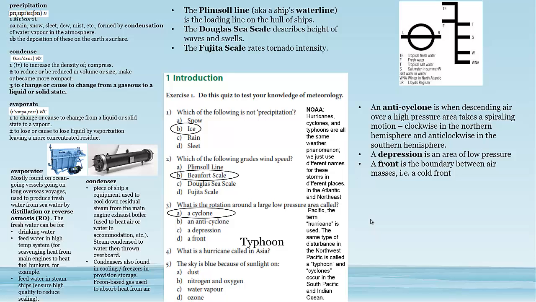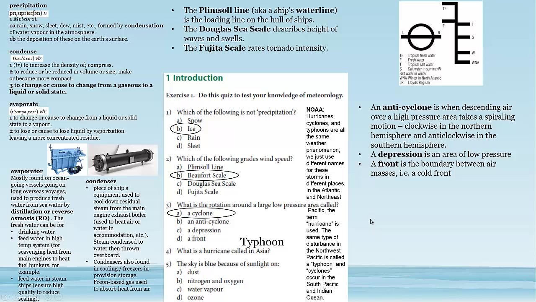So they're saying in the Atlantic and Northeast Pacific, it's called a hurricane. And the same type of disturbance in the Northwest Pacific is called a typhoon in Asia, right? And cyclones occur in the South Pacific and Indian Ocean. So it's all pretty much the same thing. Anticyclone might be a little different.